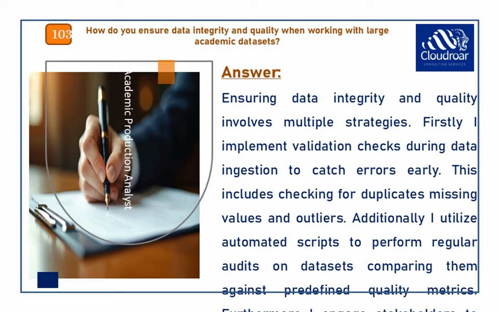Question 103. How do you ensure data integrity and quality when working with large academic datasets? Ensuring data integrity and quality involves multiple strategies. Firstly, I implement validation checks during data ingestion to catch errors early. This includes checking for duplicates, missing values, and outliers.